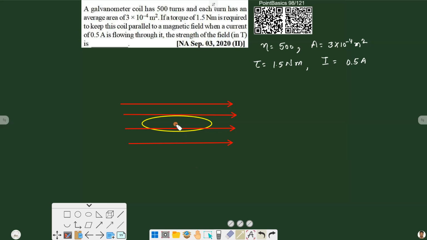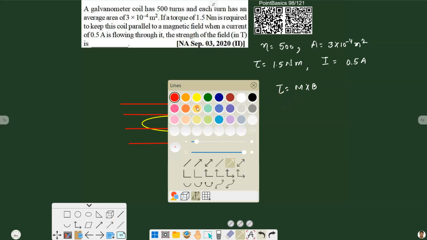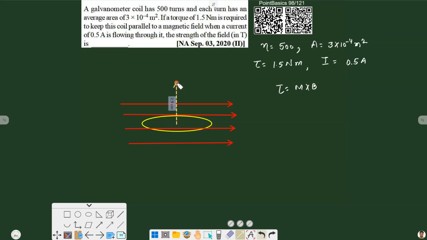Now, let's first write down the formula for the magnetic dipole moment of the coil. We know that torque on a current carrying loop is given by m cross B, where m is the magnetic dipole moment, and the magnetic dipole moment is perpendicular to the area. And here for this loop, the magnetic dipole moment will be something like this. So the angle between M and B will be 90 degrees. So torque will be MB sin 90. Sin 90 is 1.